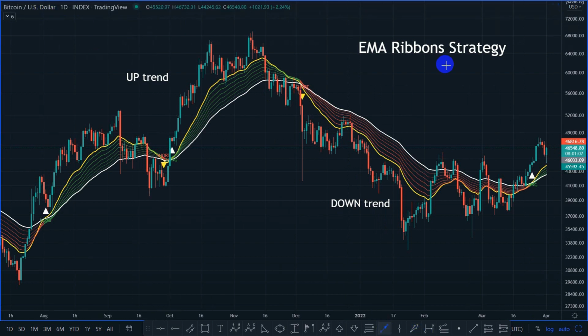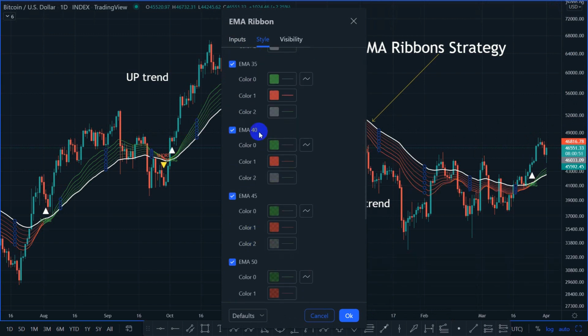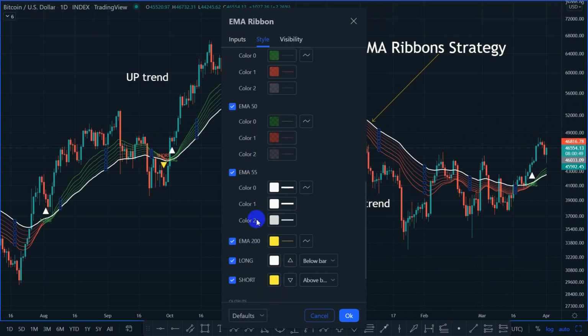So, as you can see on the chart, EMA ribbons, or in the future I will simply call them ribbons, are different period moving averages. Double-click on the indicator to open up the settings. As you can see, we use moving averages with periods of 21, 25, 30, 35, 40, 45, 50, and 55.